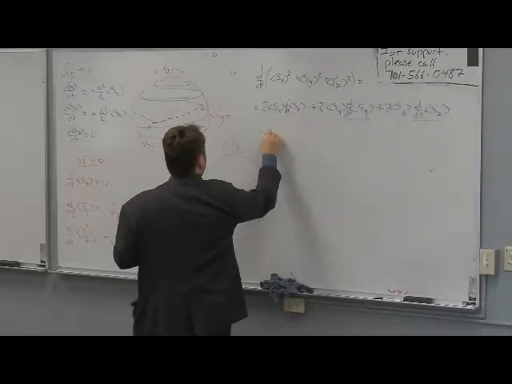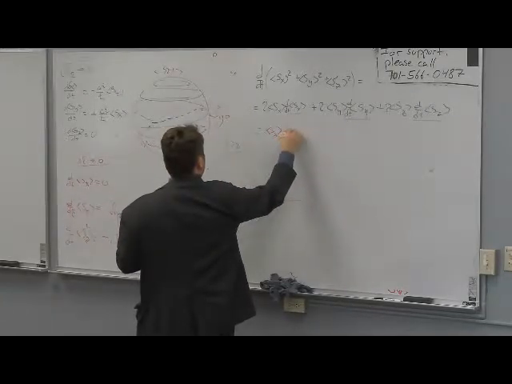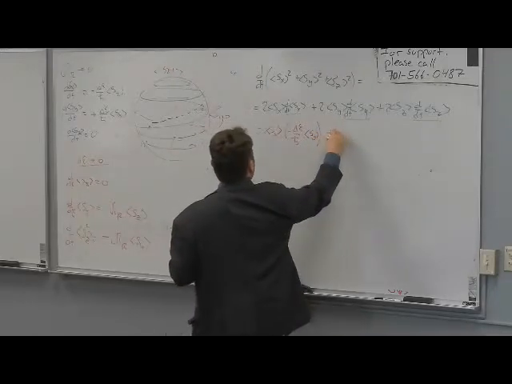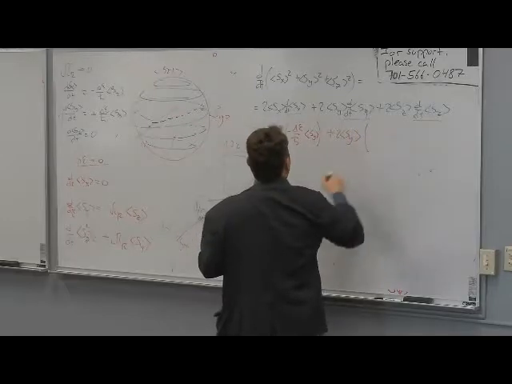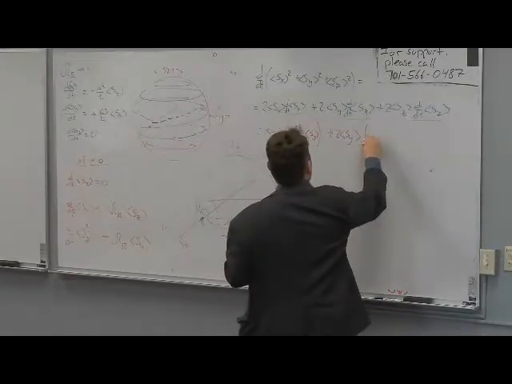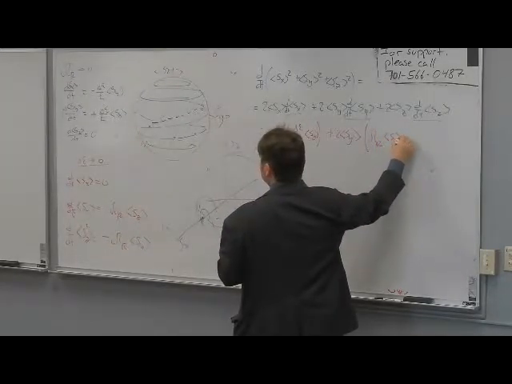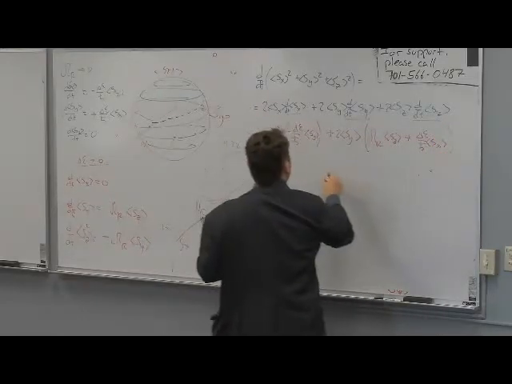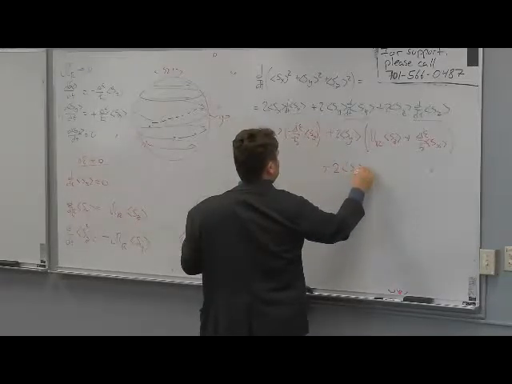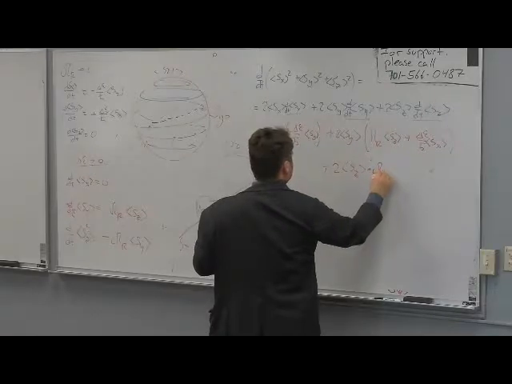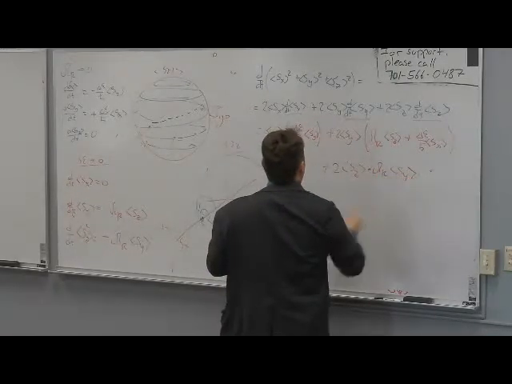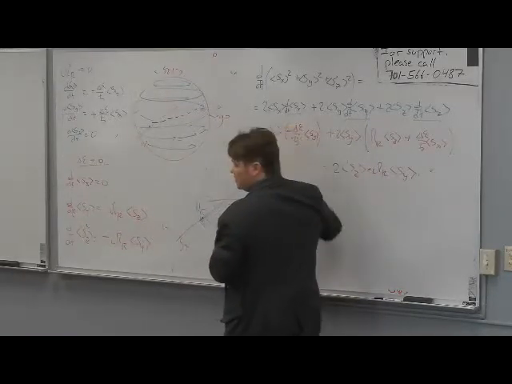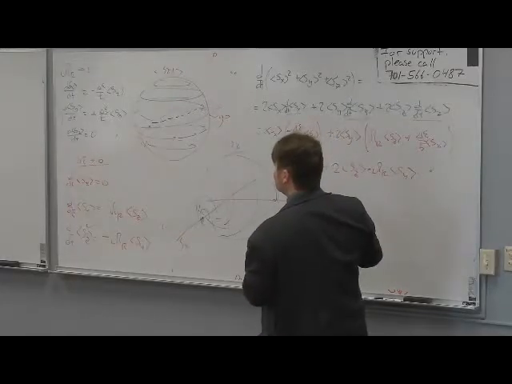So 2 Sx times, plus 2 Sy. Yeah, you make... So there are two minuses. One minus is here, another minus should be here.